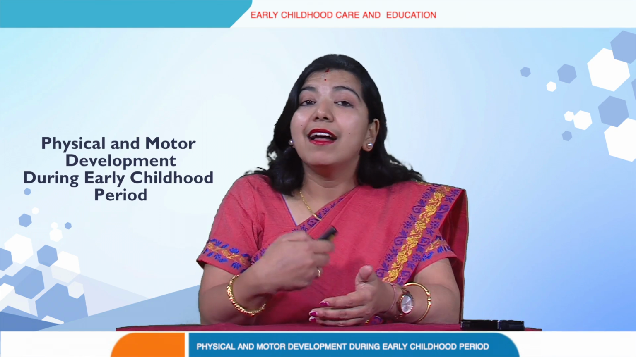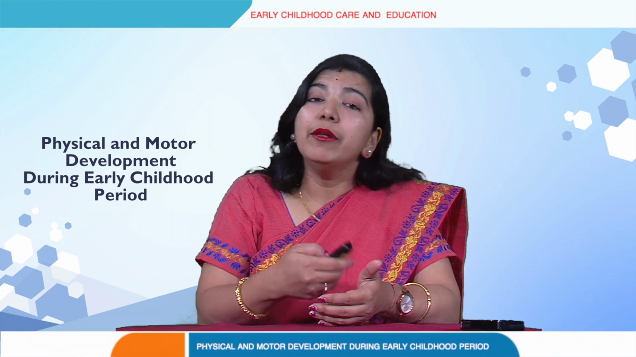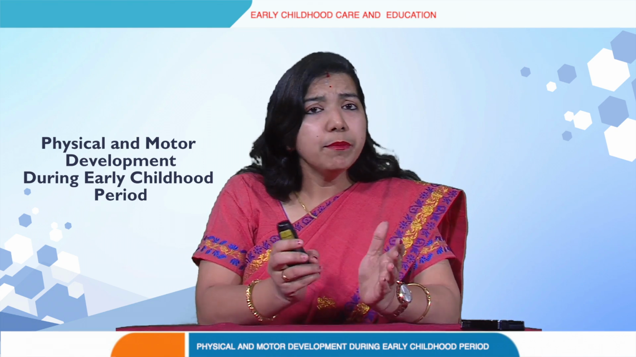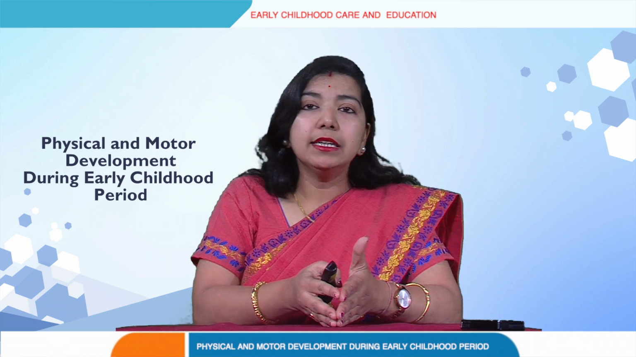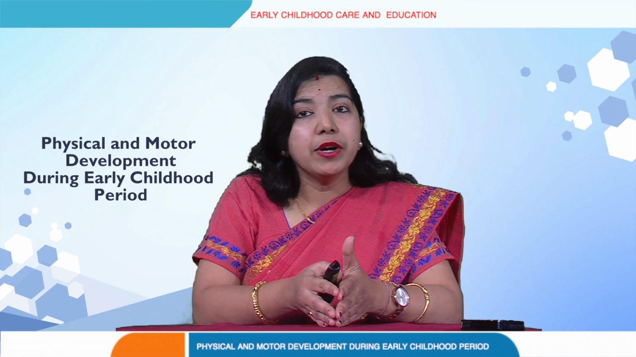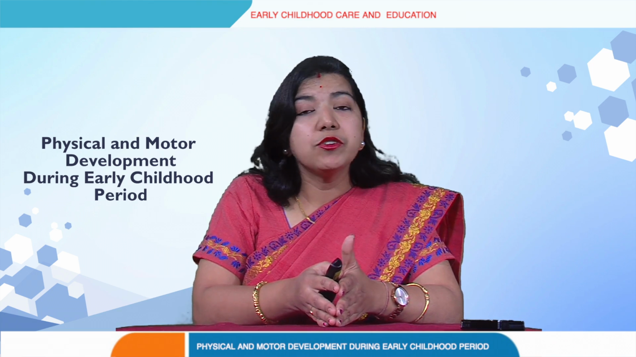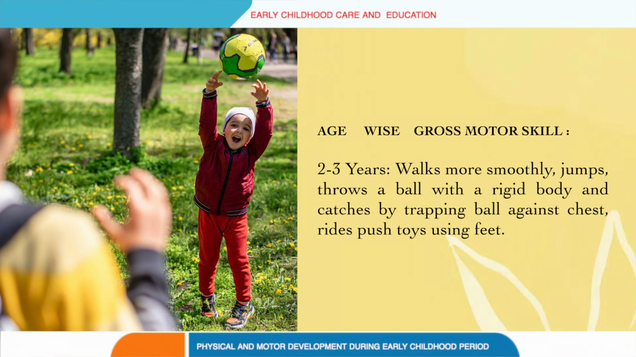That's why children like to dance and play during this stage, because they are able to do that. So on the basis of the study done by psychologists or educators, we can discuss the gross motor development of children during this year across their developmental period. During the 2 and 3 years, they can walk more smoothly, run but cannot turn or stop suddenly.